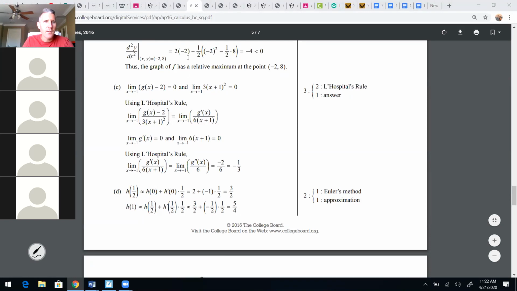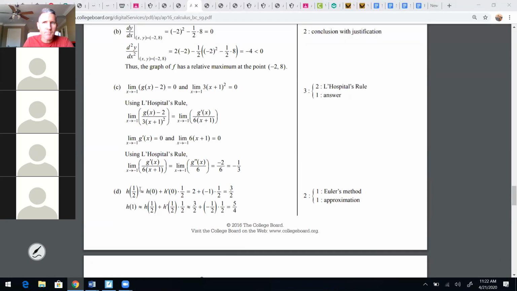Okay. So that's how to do Euler's method by hand. Do you think it would be beneficial for me to show you how to use your calculator? You will have your calculator.